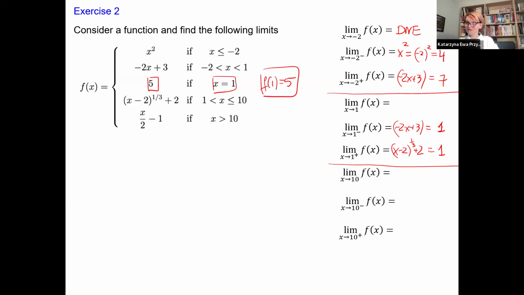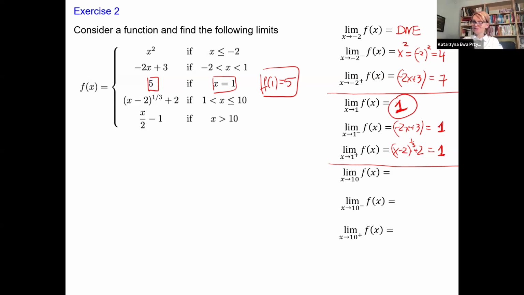Okay, the limit from the left and from the right-hand side actually is the same, even using different formulas. Then we can state that this limit exists. Okay? Actually, did I compute correctly? (-1)^(1/3), the cube root of -1, is -1, plus 2, it is 1.